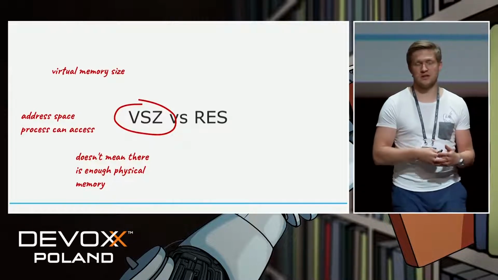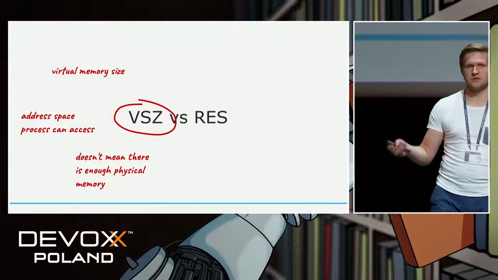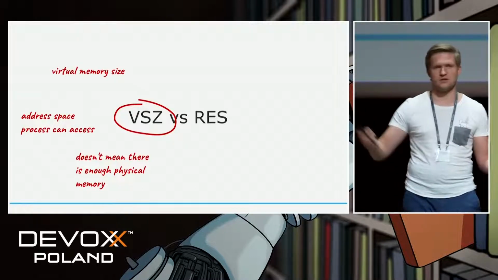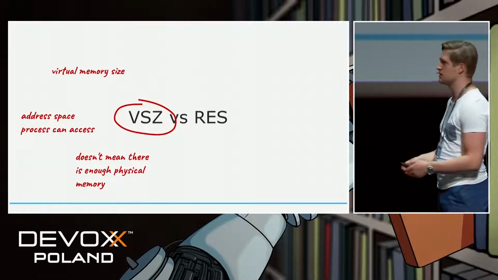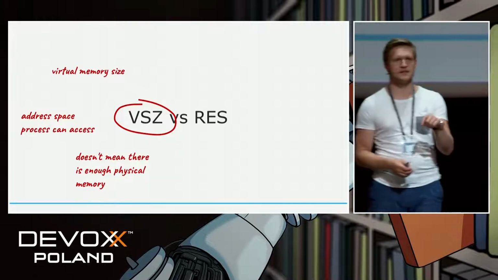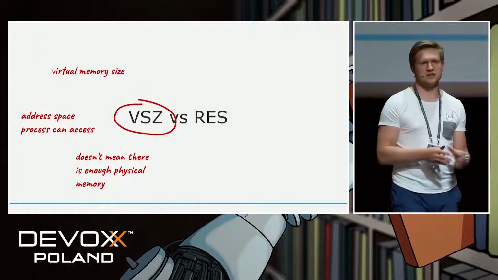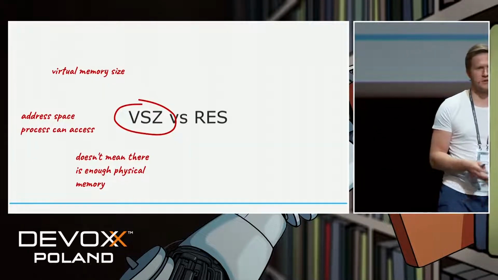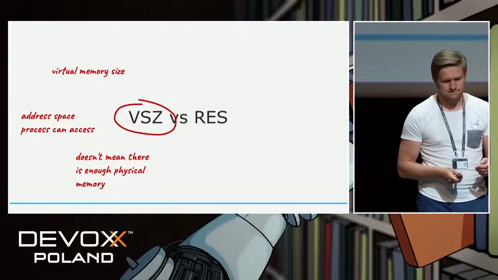Whenever I ask the system for some memory, it can say, sure, here you go. You got 10 gigs of it. It doesn't mean it's real. I just can access it. As long as I don't access it, it's not there. It might be somewhere on swap, or it might be just non-existent.